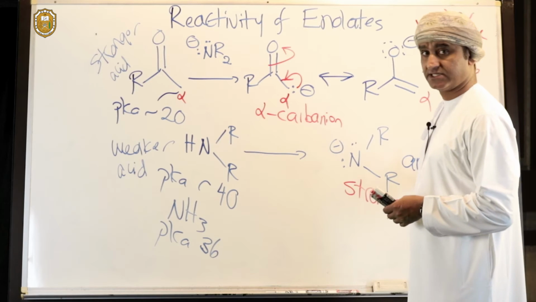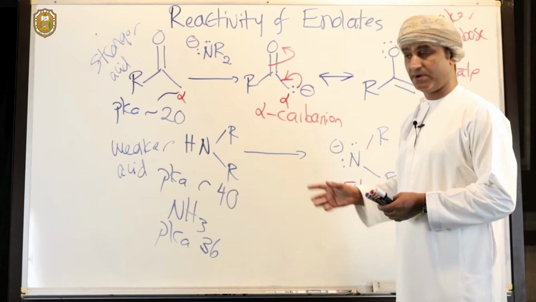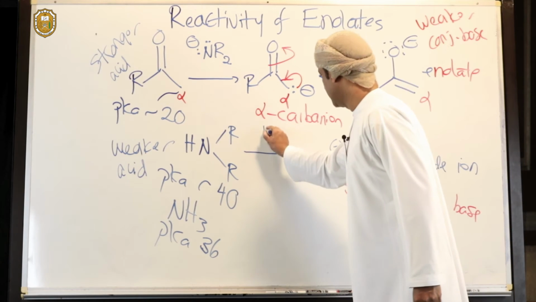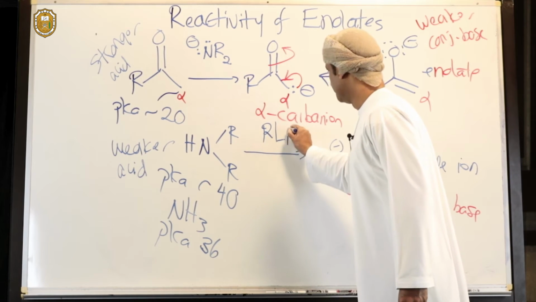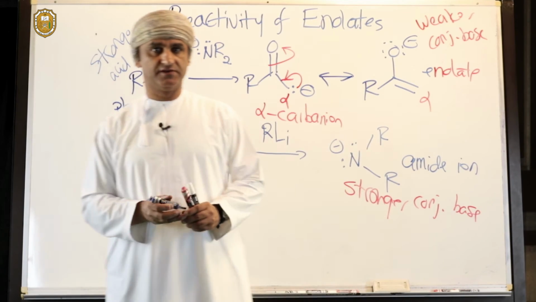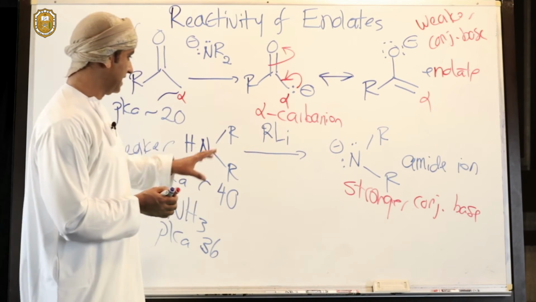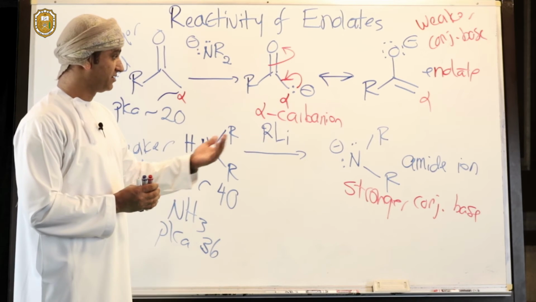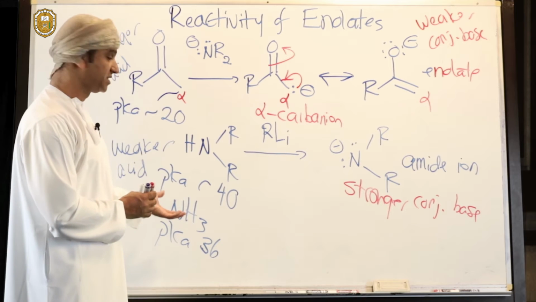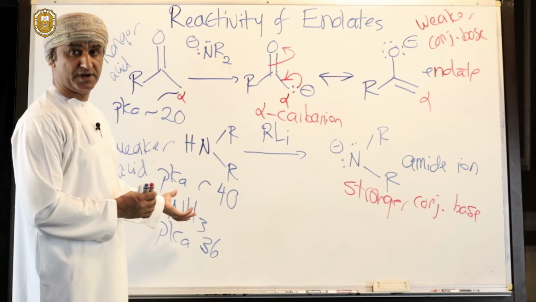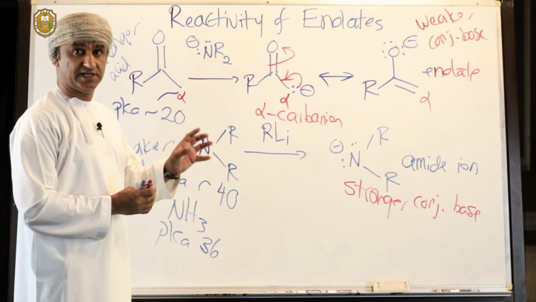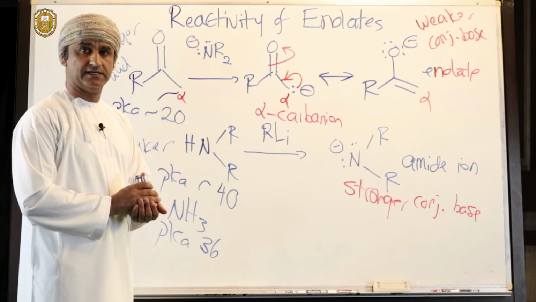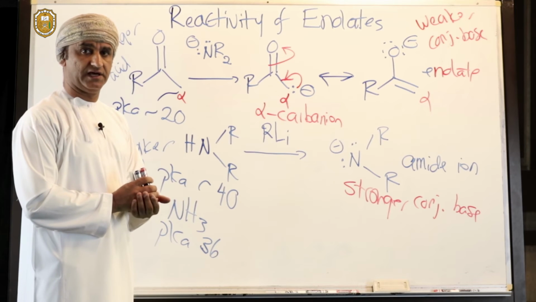Now amide ions can be made from amines by reacting amines with very strong bases, and typically those are organolithiums, RLi. RLi is a general formula for organolithiums. Organolithiums can deprotonate amines to make the corresponding amides. Of course, the conjugate base of ammonia, NH2 minus, the simplest amide ion, is good enough also to deprotonate ketones or carbonyl compounds at the alpha position.